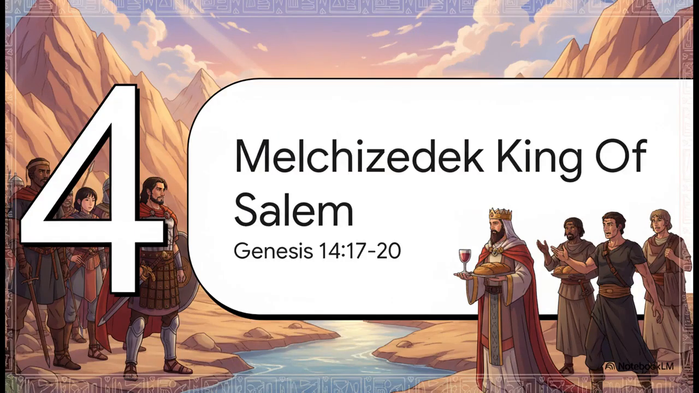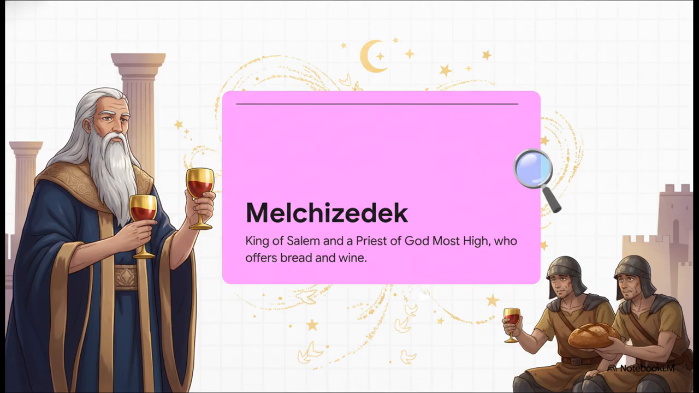Section 4. Melchizedek, king of Salem. Abram returns home victorious and immediately encounters 2 very different kings in the King's Valley, which is also known as the Valley of Shaveh. Let's look closely at the first of these 2 vital encounters.